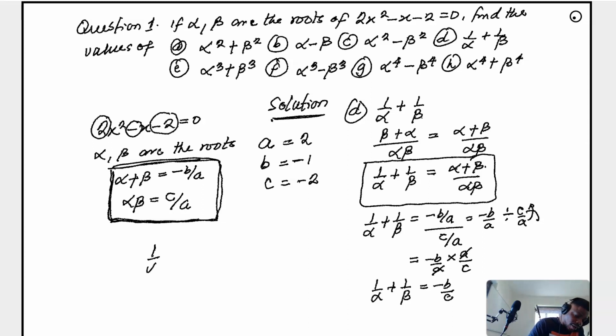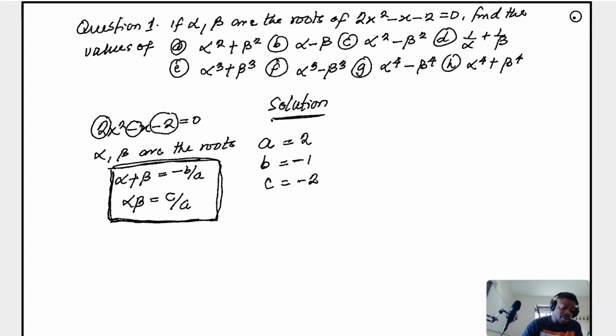So here 1 over alpha plus 1 over beta is equal to minus b, minus, what is b? Minus 1 over c. What is c? Minus 2. Minus times minus plus, so 1 over minus 2. So that is minus 1 over 2. Now let's take the next question. E, alpha cube plus beta cube.